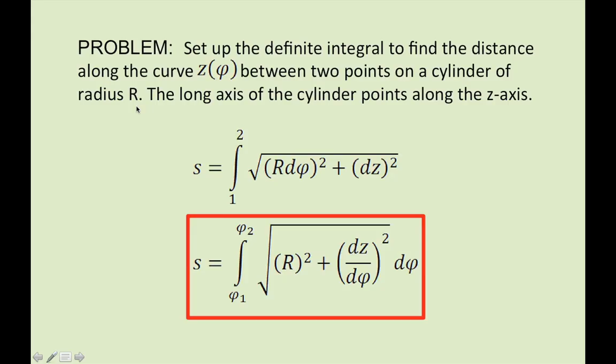To solve this problem, we just have to find the ds term in 3D cylindrical polar coordinates. ds on the cylinder will be given by the square root of big R d phi squared plus dz squared. If we factor out the d phi, we get this expression. Again, we want our integral to go from phi 1 to phi 2.